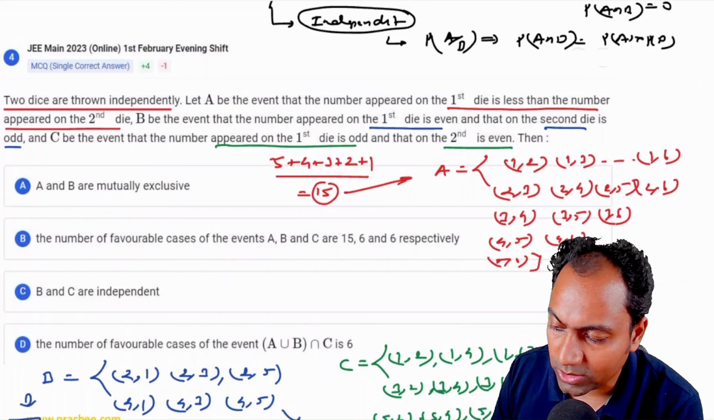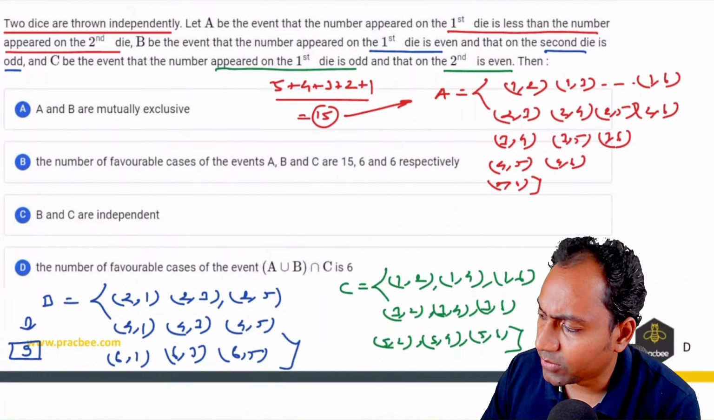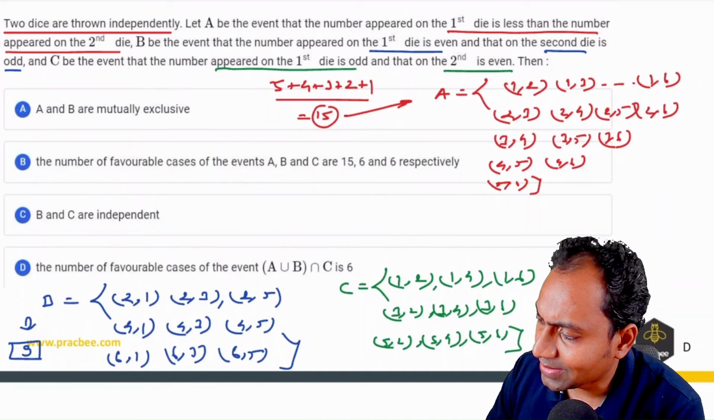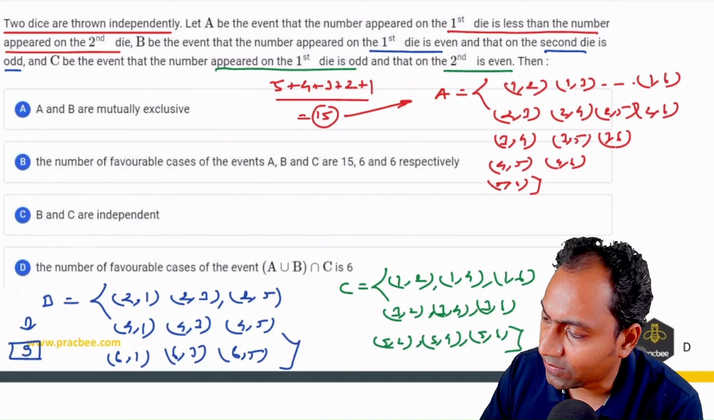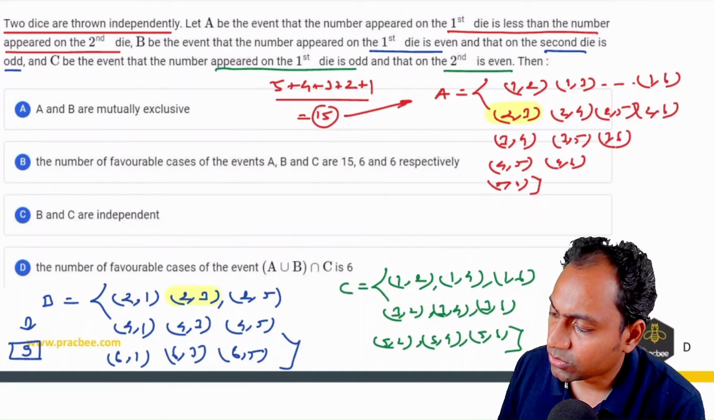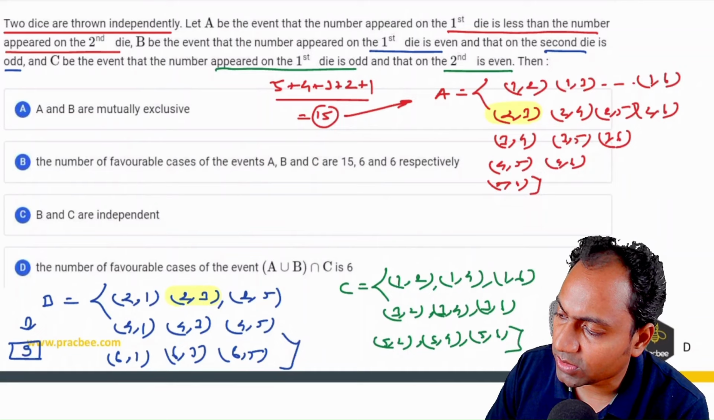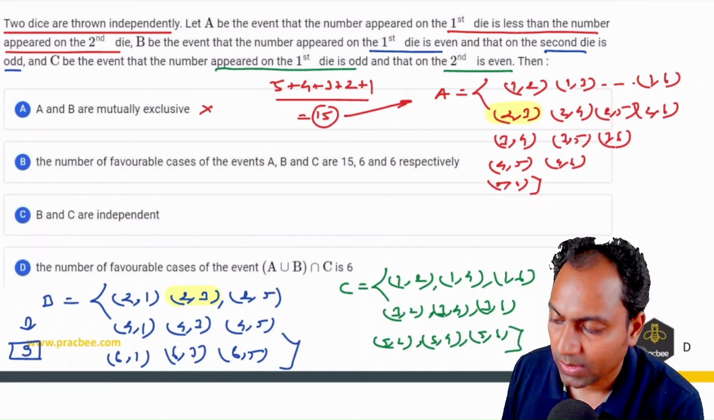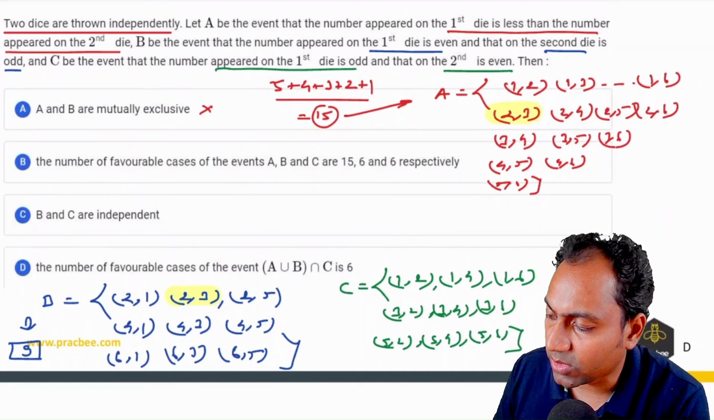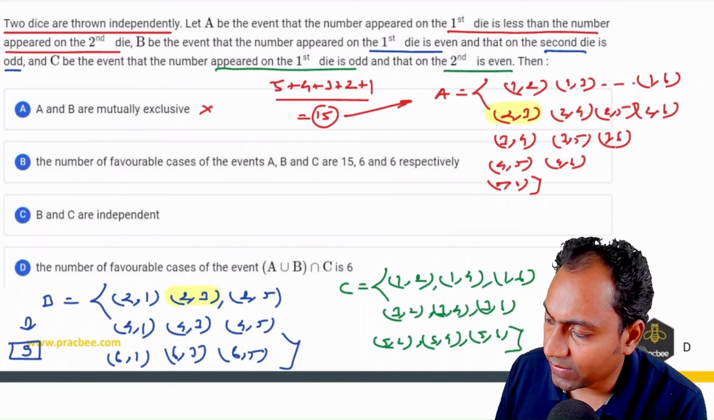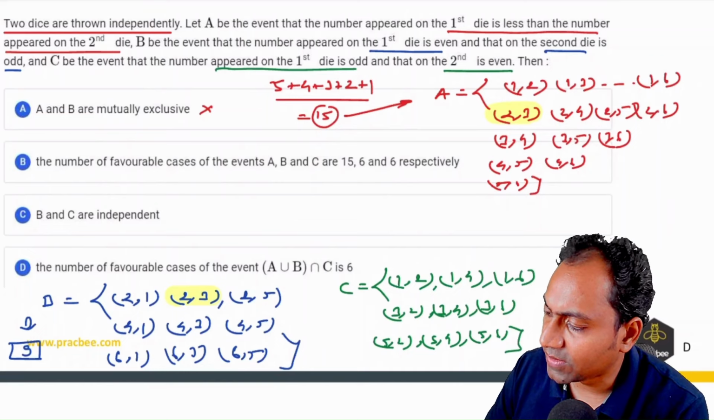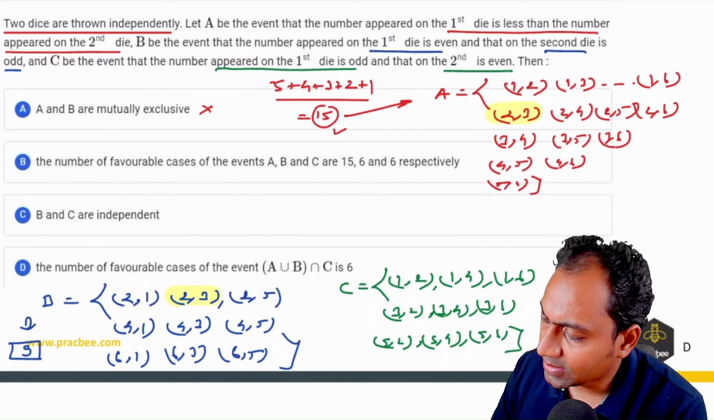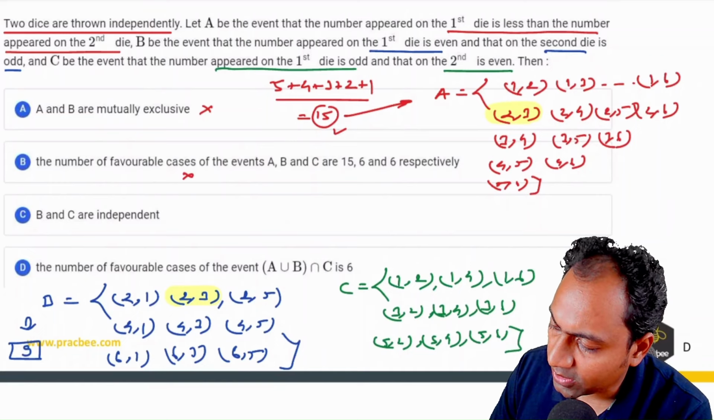If we talk about exclusivity of A and B, then A and B should have no element in common. But we can clearly see that there are many elements, like 2 comma 3, which is nothing but a common element. So you can definitely say that your first option is not true. If I look at the next option, the number of favorable cases of the event ABC is 5 6 6, 15 6 6. So this is 15, this is 9, this is 9. So this option also becomes wrong.